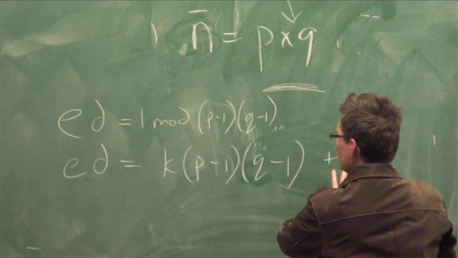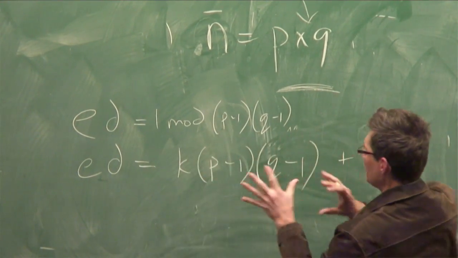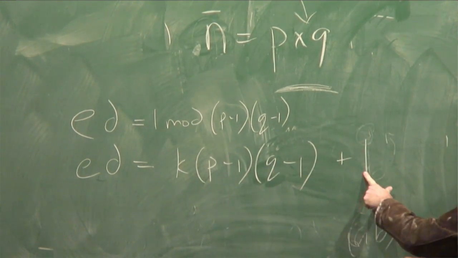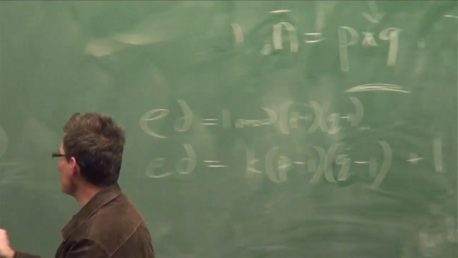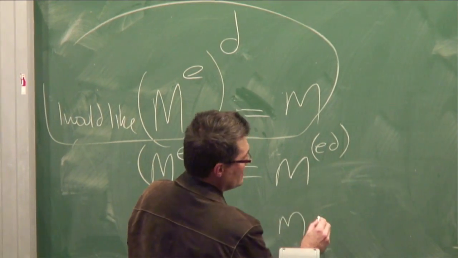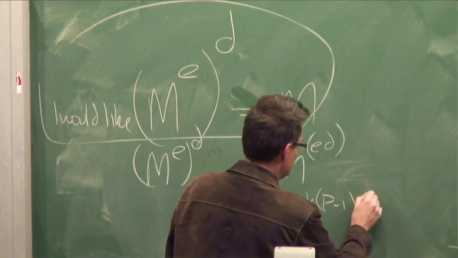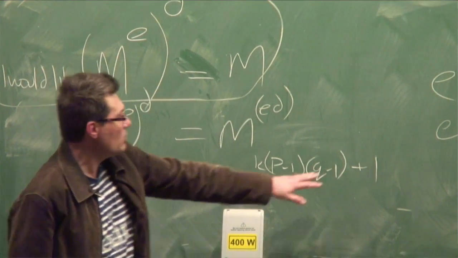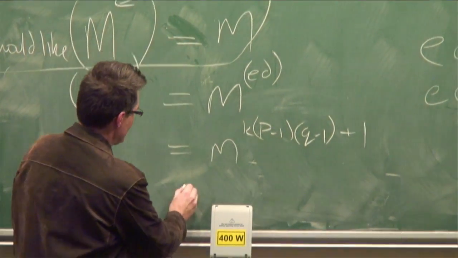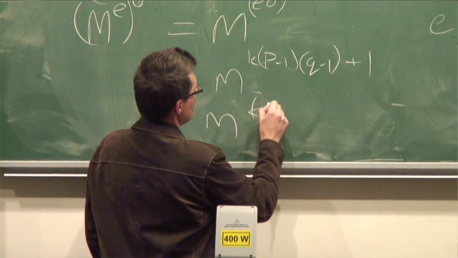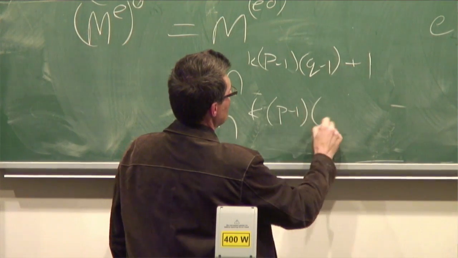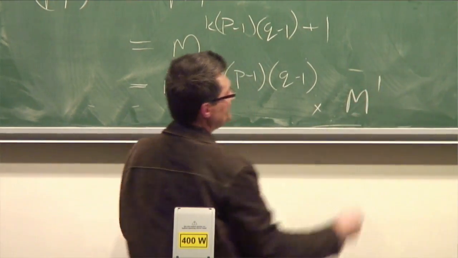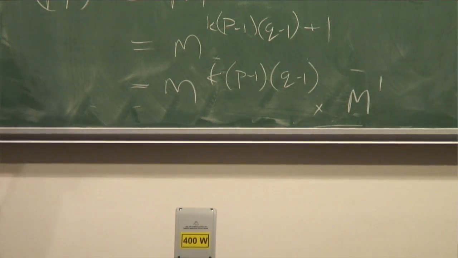So does that make sense? That's what it means. If you mod both sides by this yucky chunk, this whole thing disappears. It's just a multiple of that, so that's got no remainder, and you end up with the remainder of 1. So this is what ED means. So really, I'm calculating here M to the K(P minus 1)(Q minus 1) plus 1. Well, what does a plus 1 mean up the top? I can simplify that straight away. What is that? M to the K(P minus 1)(Q minus 1) times M to the 1.